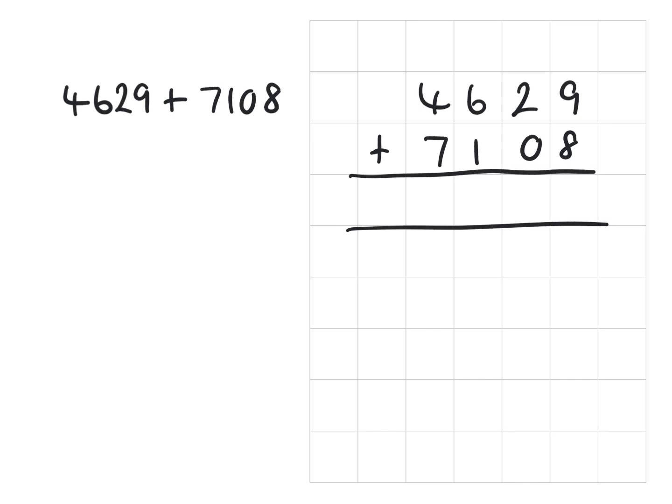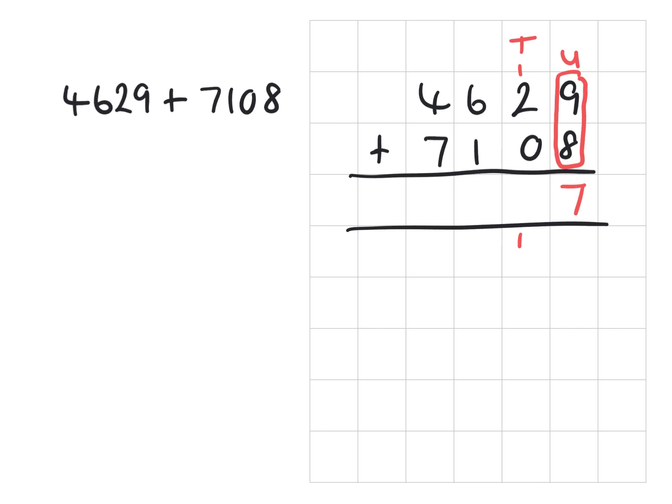So we're going to take each column in turn. So first of all, the units. So we've got the 9 add 8 units gives us 17 units. So you can either place the 1 underneath or at the top. It's completely down to you. It's your preference. Okay, so we have an extra 10 to be used next time.